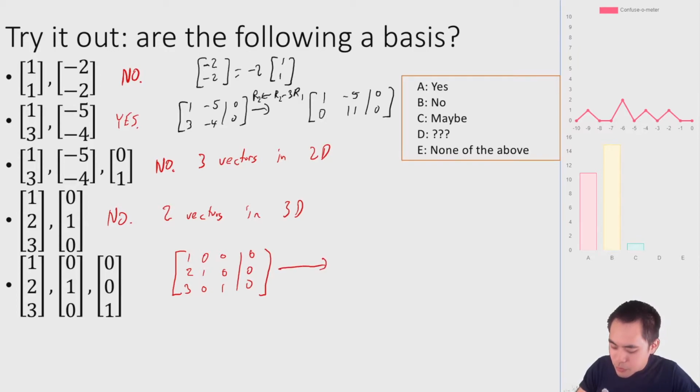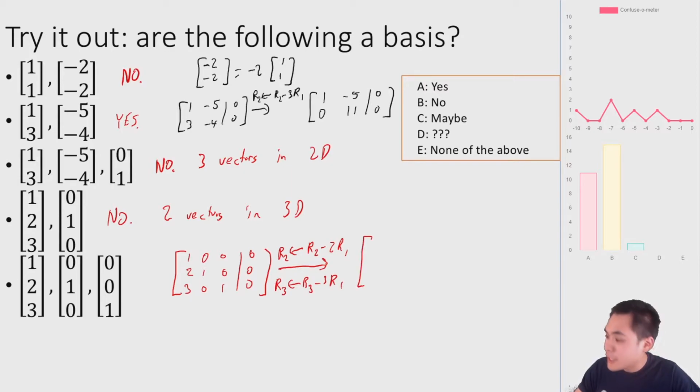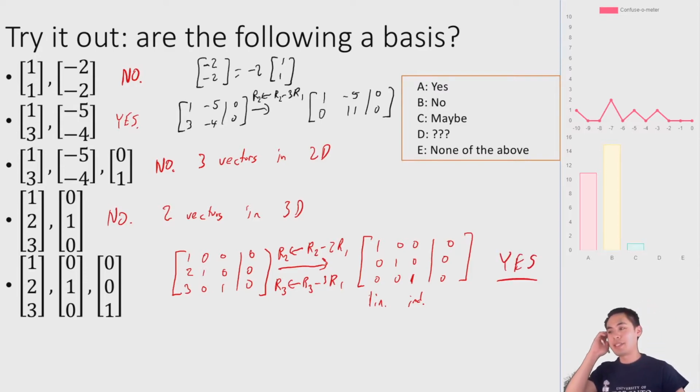And well, what's my first step going to be? Well, I'm going to do 2 steps at once. I'm going to say R2 is going to be R2 minus 2R1, and R3 is going to be R3 minus 3R1. And what does that end up giving you? This ends up giving you 1, 0, 0, 0, 0, 1, 0, 0, 0, 0, 1, 0. And so therefore, this is actually linearly independent. So the answer is yes. This is actually a basis.